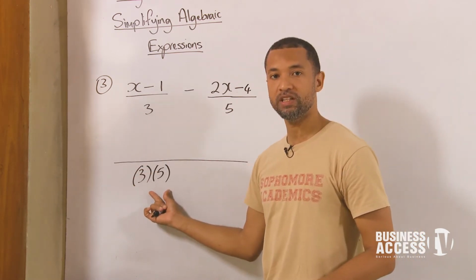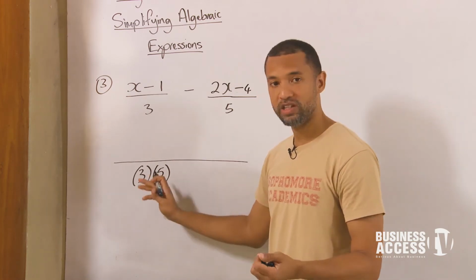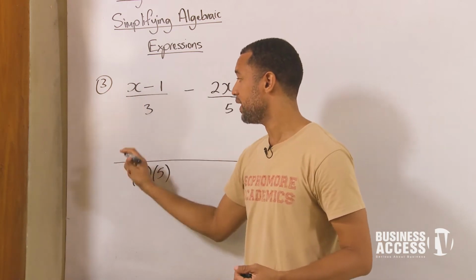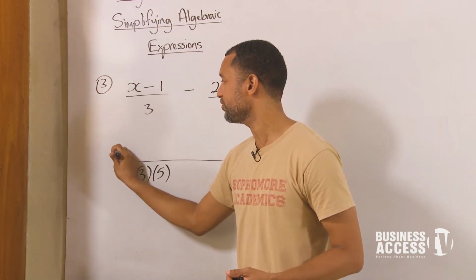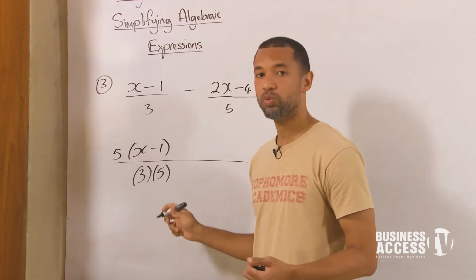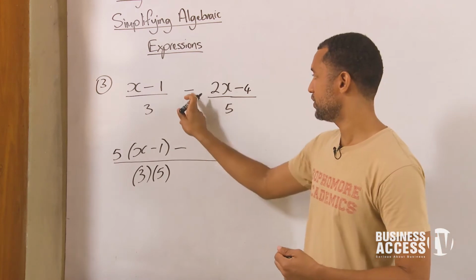3 into 15 goes 5 times. So 3 cancels, 3 gives you 5 times. And you use that 5 to multiply the numerator. So it's going to be 5 times the entire numerator, which is x minus 1. You put back your minus sign, which is here, all right?